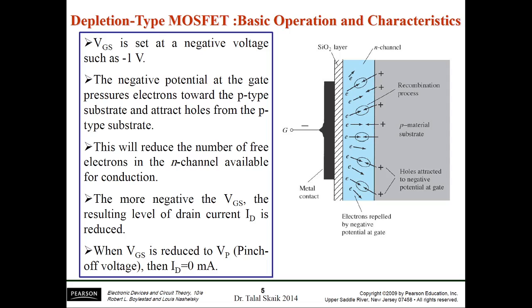Now what will happen in this case? If I am applying a negative voltage to the gate terminal, then what will happen? The electrons are flowing through this channel. We know that it is an N channel, so electrons are there.